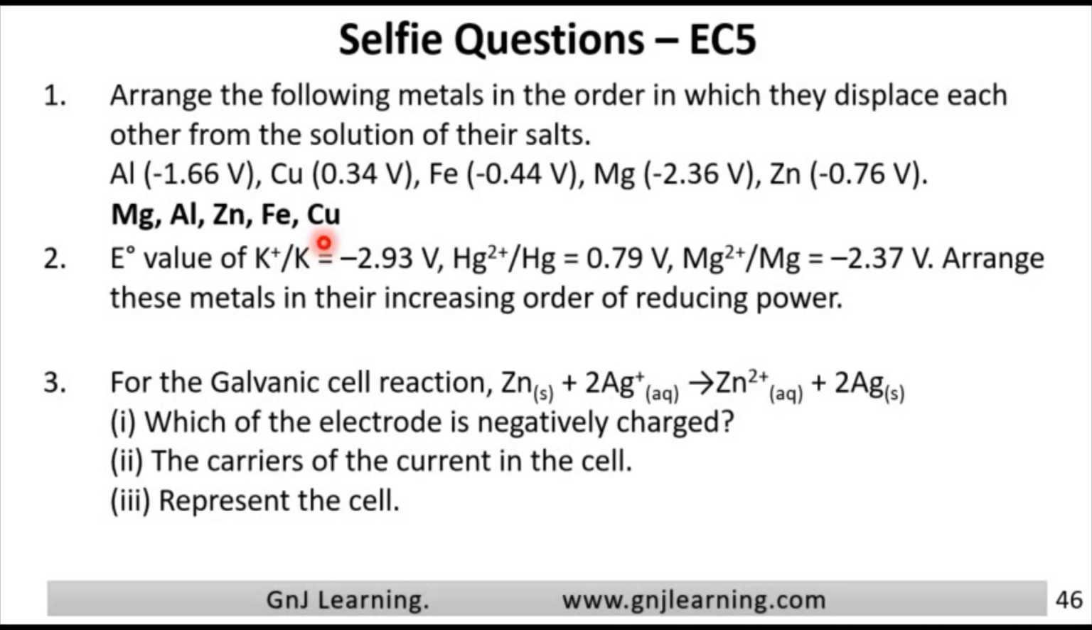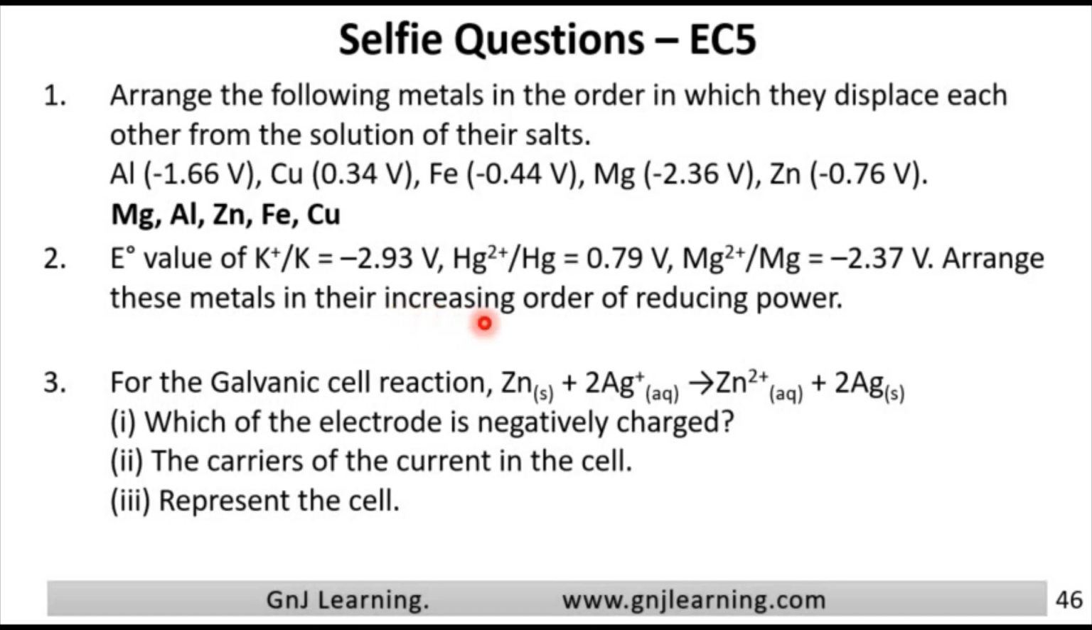So clear. Question number 2: E0 values of certain half cells are given. Potassium half cell, mercury half cell, magnesium half cell. Arrange these metals in their increasing order of reducing power. So reducing power is for metals, that's what they have asked for. The reduced part has reducing power and the oxidized part has oxidizing power. As we have seen in the previous question, reducing power increases with a decrease in E0 value. That means the half cell with the lowest E0 value will have the highest reducing power.